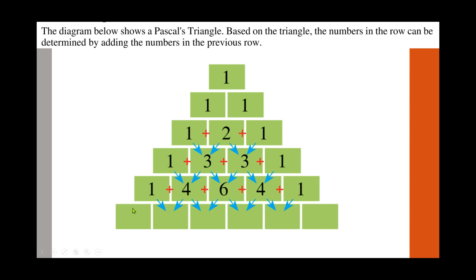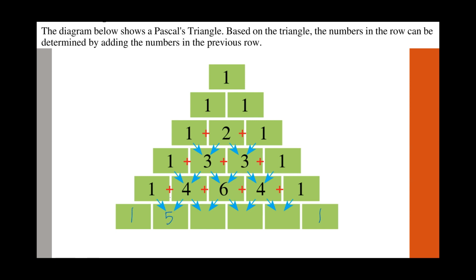So, anyone can tell me what do I write for this? 1. Very good, this is 1. A 1. And the last one here? 1. Yes, it's 1. Now, we are going to try to figure out how much is the answer over here. Ahmad, can you tell me how much is the answer here? 5. Yes, very good. It's 1 plus 4, that's how we get a 5.